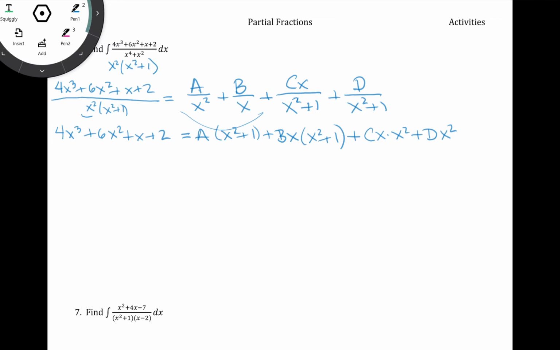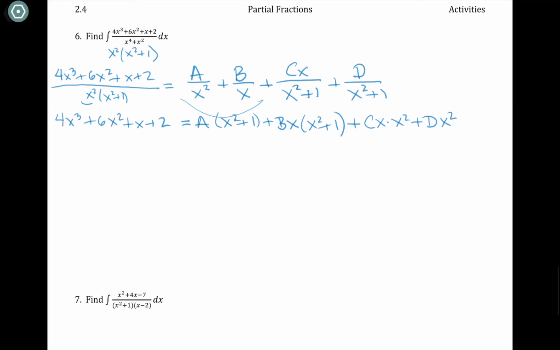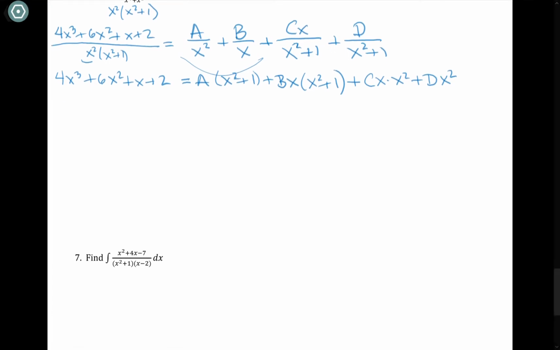So looking at this, I do think that I can use my first trick. I always do that one first. It makes life really easy if it works. So I'm going to let x equals 0. That will wipe out a lot of stuff here. If x equals 0, all that's left on the left-hand side is the 2. On the right-hand side, I get a times 1 plus b times 0 plus c times 0 plus d times 0. A equals 2 is pretty much a freebie.